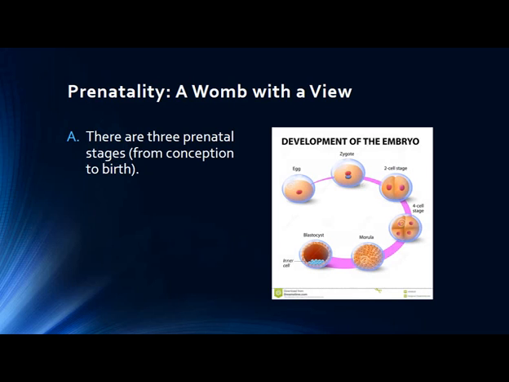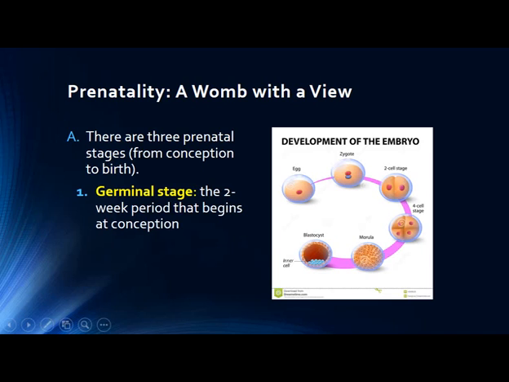We'll start with prenatality. There are 3 prenatal stages from conception to birth that we will talk about. So we start with a fertilized egg. That then becomes a zygote, then becomes a blastocyst. These first stages start real quick. So the first stage is, of course, conception, where a fertilized egg becomes a zygote. It then starts to develop. It will then get implanted in the uterine lining and then start developing.